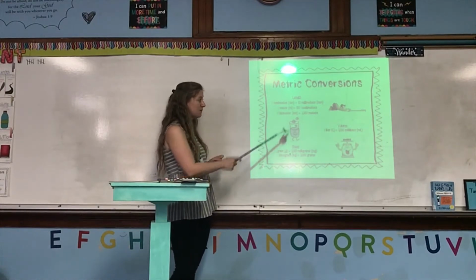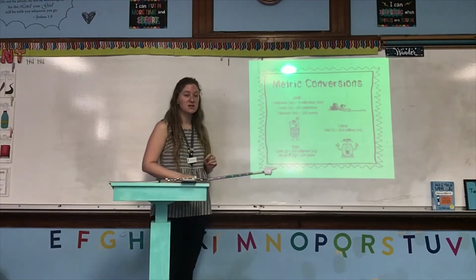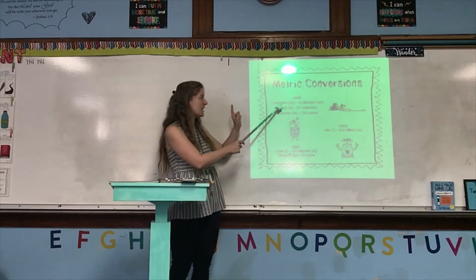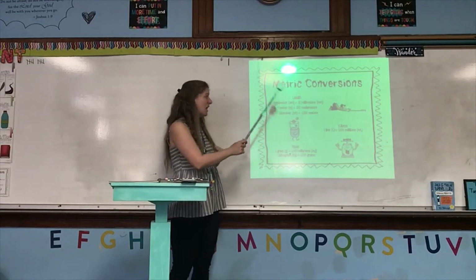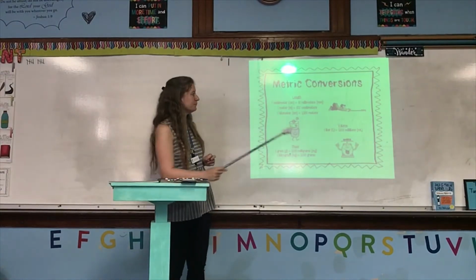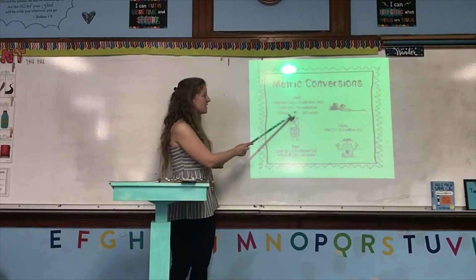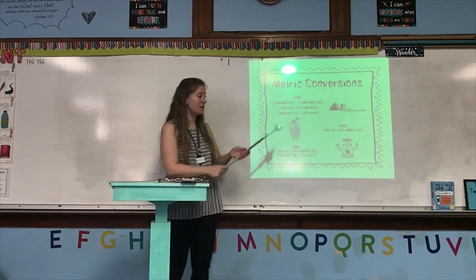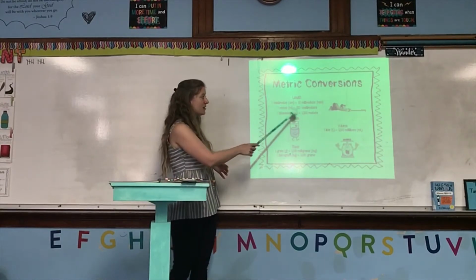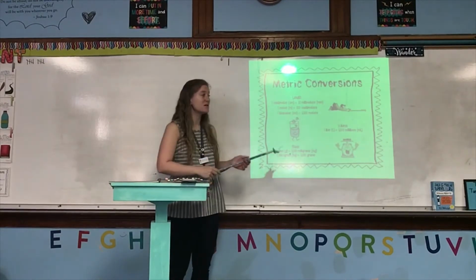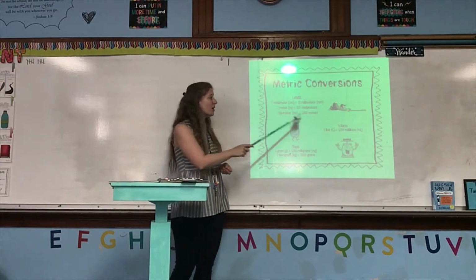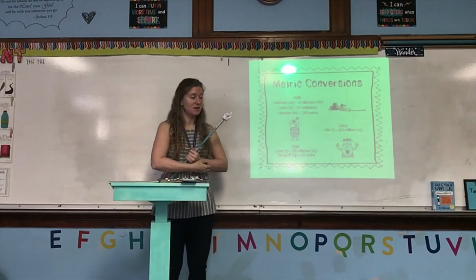1 centimeter is equal to 10 millimeters. So that means for every centimeter, you have 10 millimeters. That means if you have 1 centimeter, you have 10 millimeters. If you have 5 centimeters, you have 50 millimeters, and so on. 1 meter is equivalent to 100 centimeters. That means for every meter, you have 100 centimeters. So that means if you have 5 meters, you have 500 centimeters. If you have 27 meters, you have 2,700 centimeters.